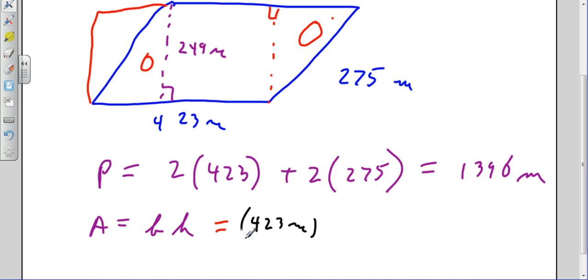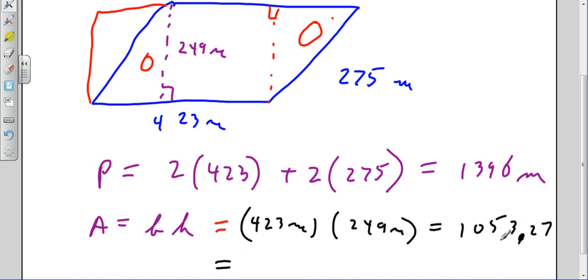423 meters times a height of 249 meters. 423 times 249. And my calculator says 105,327.27. But then I'd say, well, I only have 3 significant digits in my problem. I should probably only keep 3 significant digits. 1,050 meters squared would probably be a better answer to that.